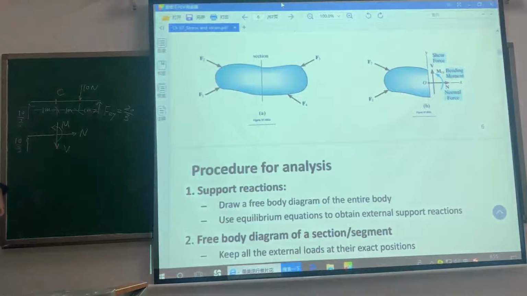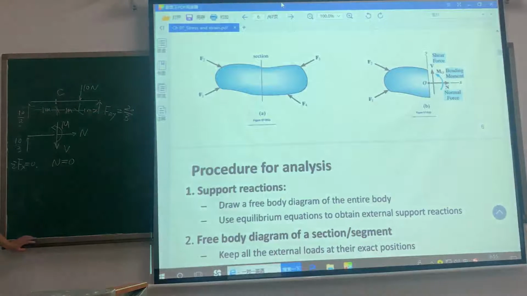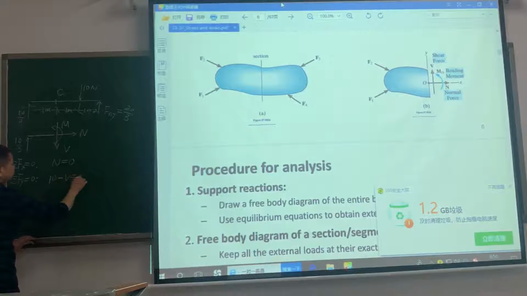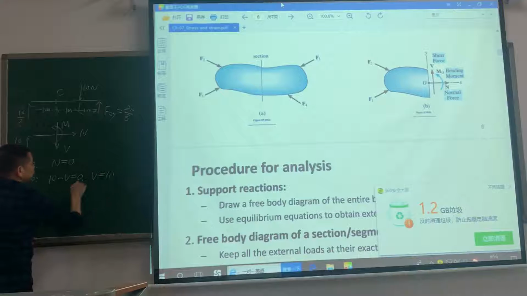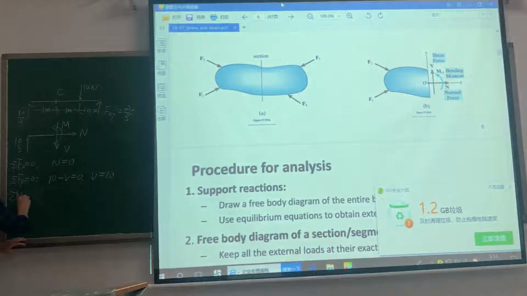We can get the equilibrium equations. Sigma Fx is equal to 0. We can find N is 0. It's the same as in statics. Sigma Fy is 0. We can find 10 minus V is 0, so V is 10. Sigma MC is 0.